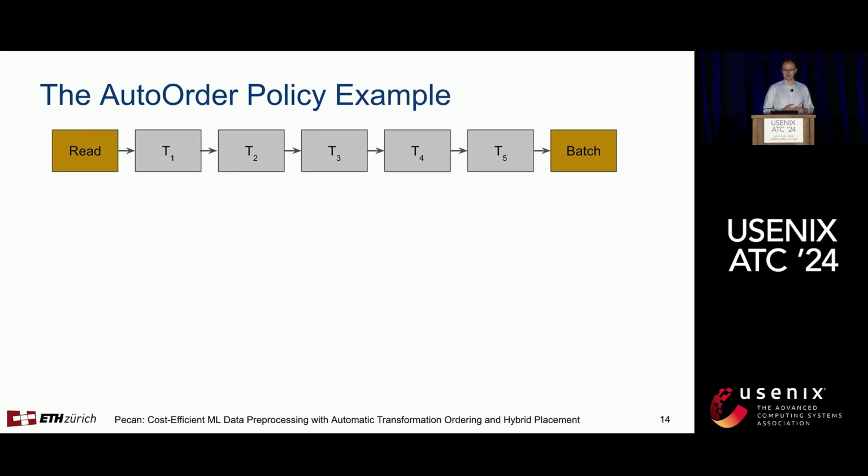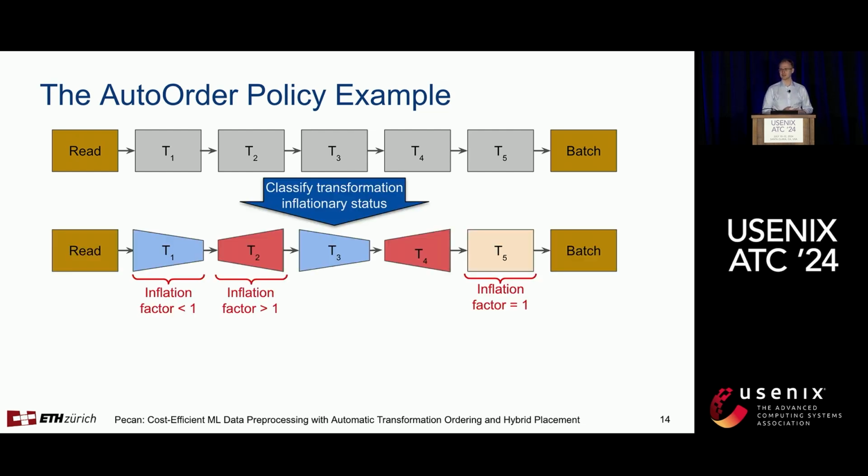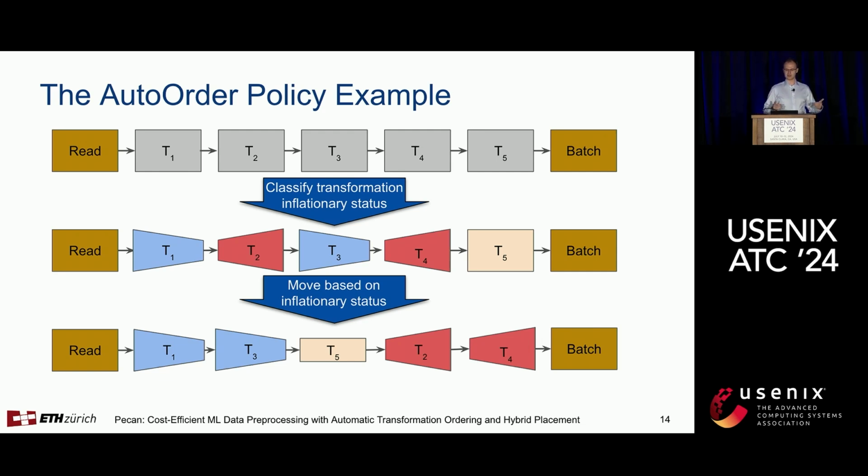So now moving on to the example, here we have 5 transformations in a pipeline, and the auto order policy begins by classifying these transformations by their inflation factor. The ones in blue have an inflation factor of less than 1 and will decrease the volume of the data. The red ones will increase it, and finally T5 does not change the volume of the data. Now the auto order policy suggests a new order where we've moved T3 forwards, and instead, we've moved T2 and T4 towards the end.